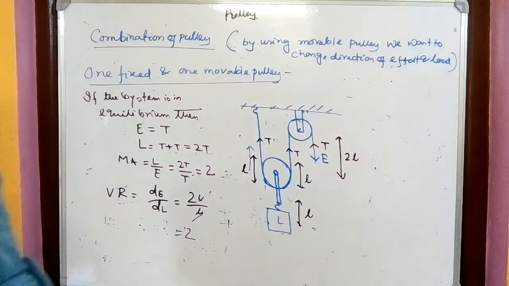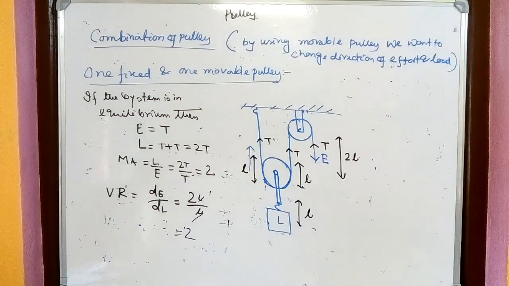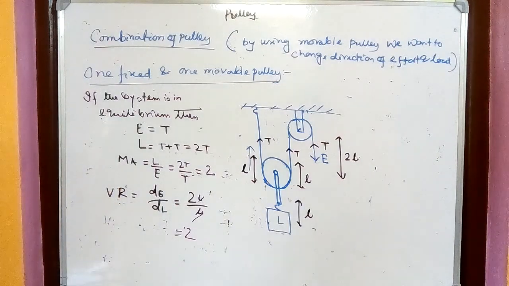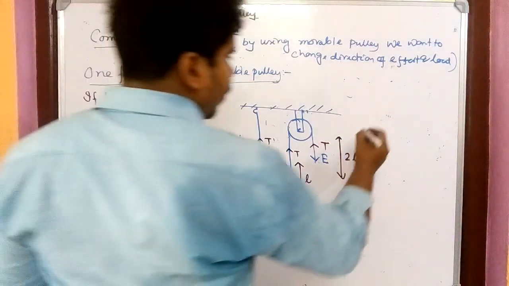Then you can ask, sir, why do we have to use this one? We could use a single movable pulley. But as we have used the combination of pulleys here, our work should be easier rather than if I am using only a movable pulley. Whenever we take a combination, it is much easier for us. Okay. Next, efficiency.